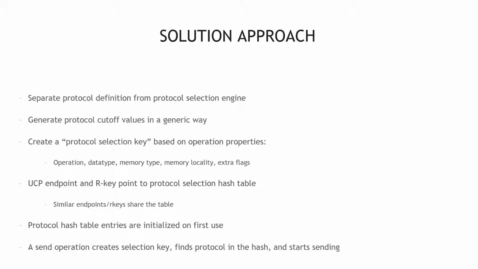And also we initialize all the hash table entries at first use. It doesn't make sense to initialize all possible combinations of operations and memory types if the application wouldn't really need it. It's probably good enough to do everything the first time because typically an application would use only a relatively small subset of such combinations.